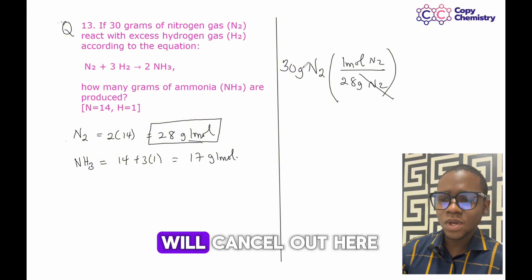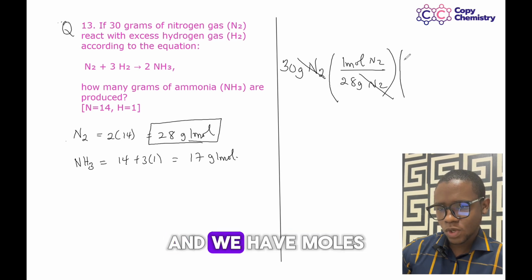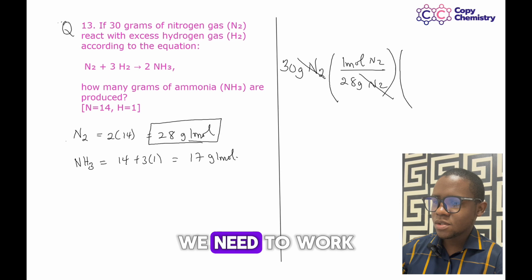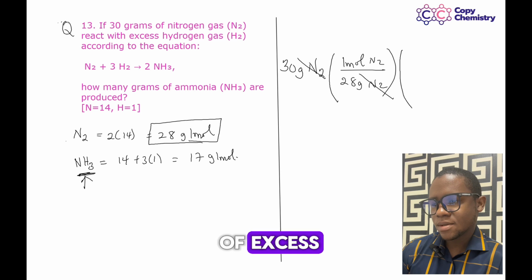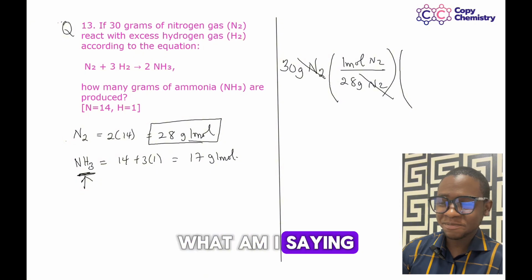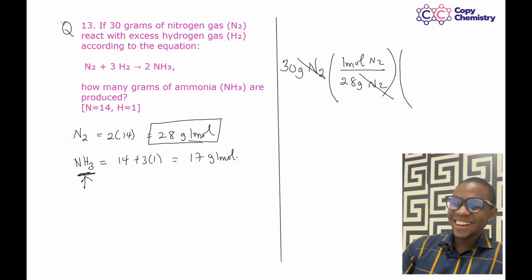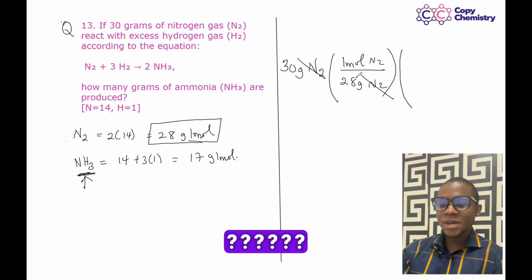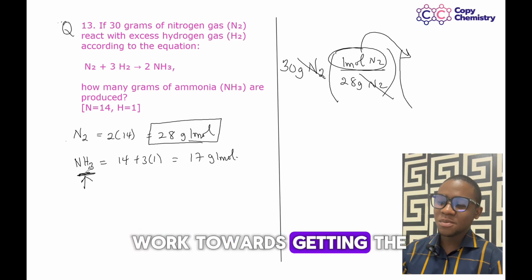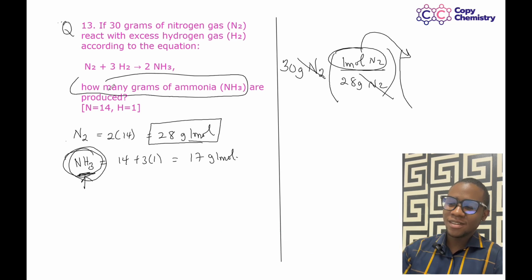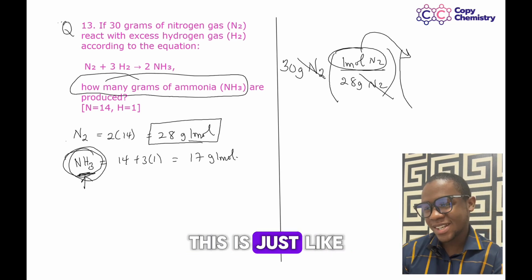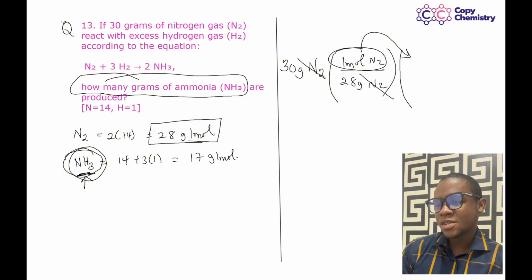So the grams of nitrogen will cancel out here, and we have moles of nitrogen, but we need to work towards getting the grams of ammonia. So this is grams of nitrogen, now moles of nitrogen, right? So we need to work towards getting the moles of ammonia, okay? Because we're asked how many grams of ammonia are produced, okay? You see, sometimes it can be like this. This is just like how life happens, right? So sometimes it can be like this.